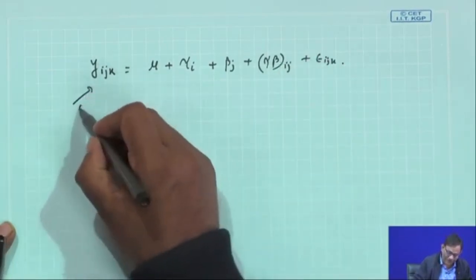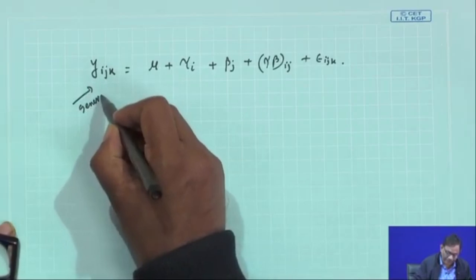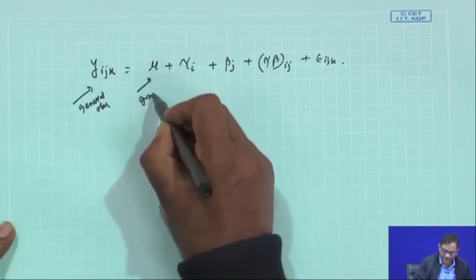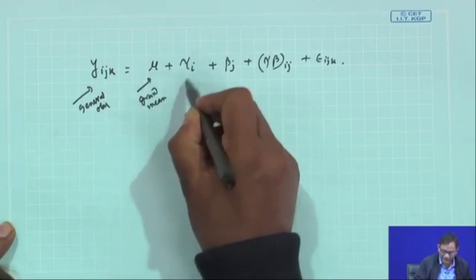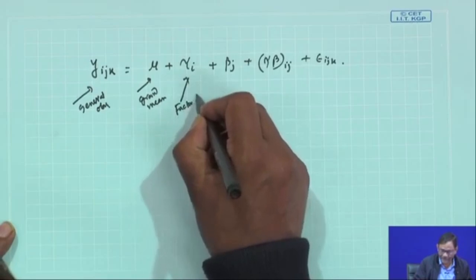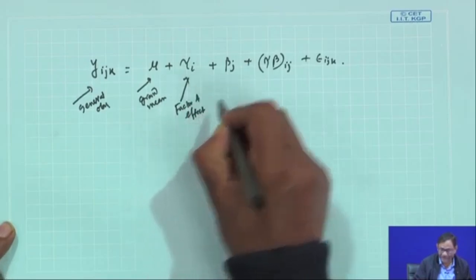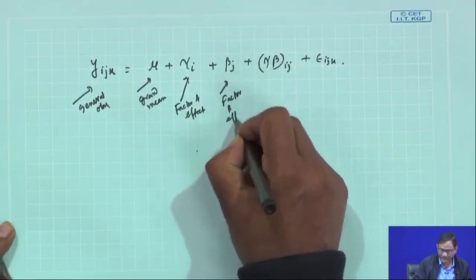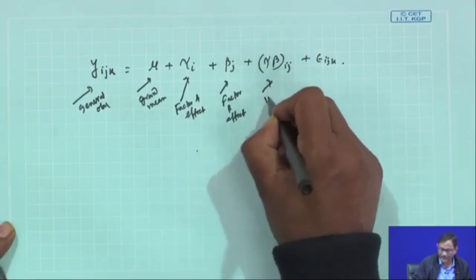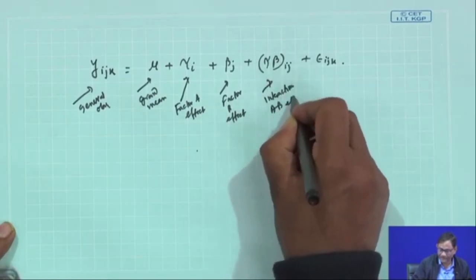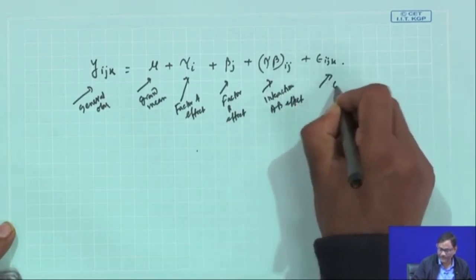So, this is the general observation, this is the grand mean, this is our factor A effect, factor B effect, this is the interaction AB effect, and this is your error.